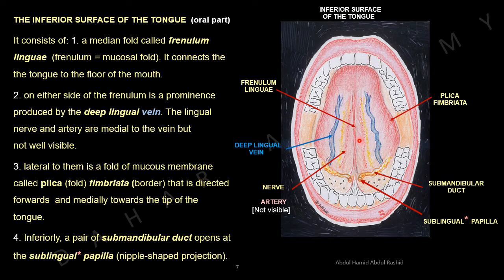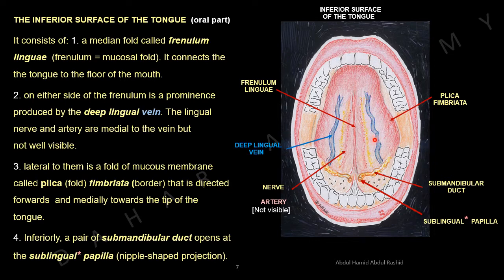On either side of the frenulum is a prominence produced by the deep lingual vein. The lingual nerve and artery are medial to the vein but not well visible. This will be the lingual nerve and this will be the lingual artery. They are not well visible.